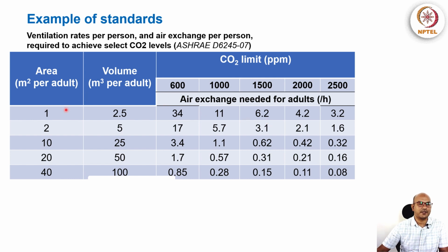Similarly here, if you have a stipulated area allowed per adult, so this is the area available in meter square per adult and the volume available per adult. As the area available per adult increases, to achieve the same CO2 limit of 600 ppm, the air exchange needed per hour decreases from 34 to 0.85. Same way, if there is one adult in a huge room, we can probably have less ventilation because the CO2 will not build up as much. But if we had the same person in a very small space, the CO2 buildup will be higher, and then we need to provide much higher ventilation. Then likewise as previously, if we allow a higher CO2 limit, then we can allow less ventilation.